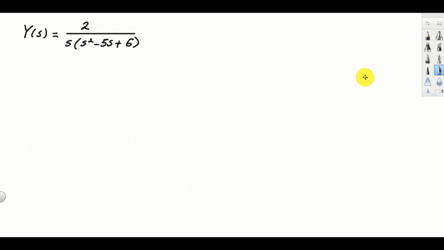To show that this function will actually go to infinity in the time domain, let's compute the partial fraction expansion. To compute it, first we need to determine the poles of this system. So what are the poles? The poles are the zeros of the polynomial in the denominator. That is, the poles are the zeros of s squared minus 5s plus 6, and this is equal to 0.